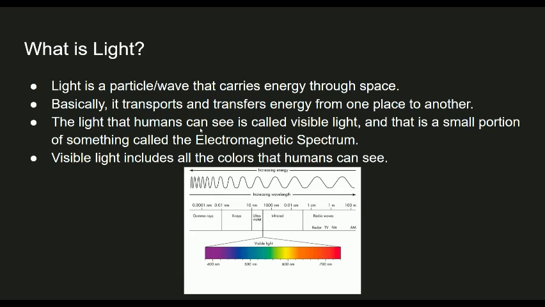The light that humans can see is called visible light, right here. And here you can see it includes every possible color ever imaginable for humans. Visible light is a small portion of the electromagnetic spectrum. That's not very important for what we need to do right now, so we're just going to talk about visible light.